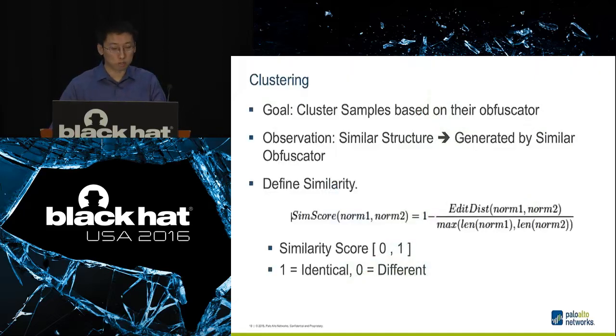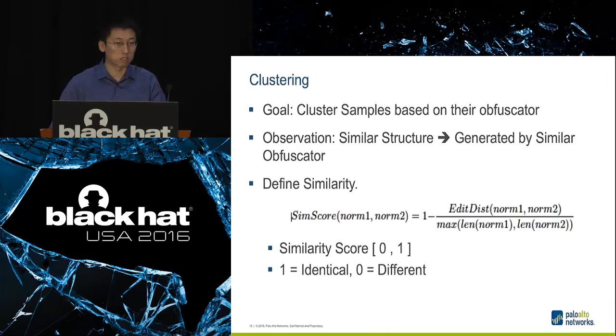Back to our approach, now we know how to extract the structure from the script. So now we have narrowed down the number of samples we need to analyze, but it's still too large, and we have to find a way to cluster samples based on their obfuscator version or variant. And we have an observation that the obfuscator did not evolve from scratch. It only developed a new obfuscator.